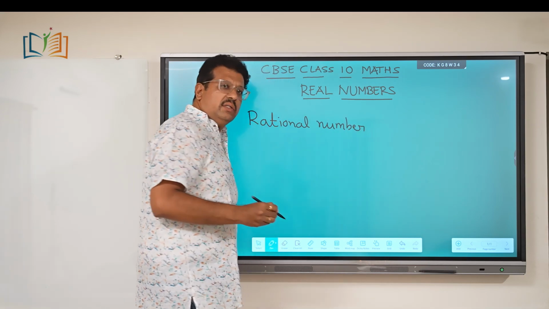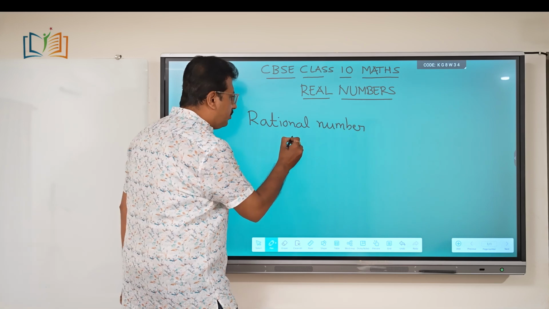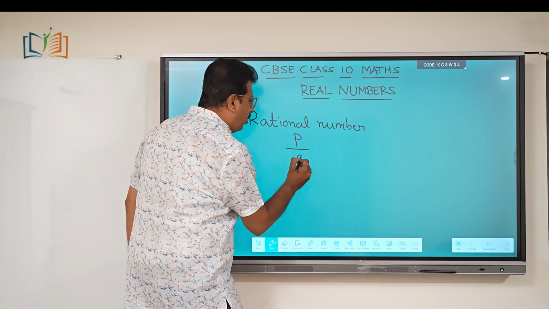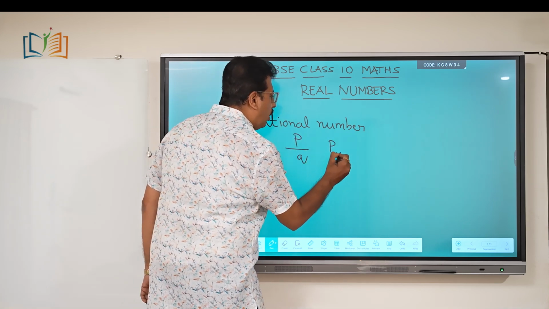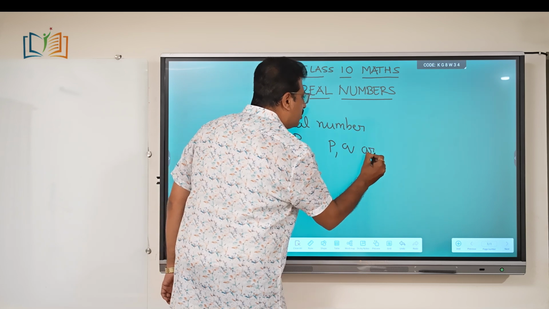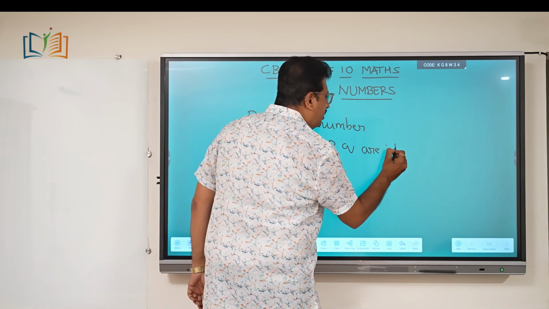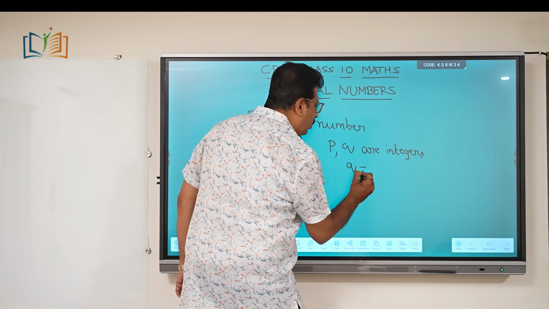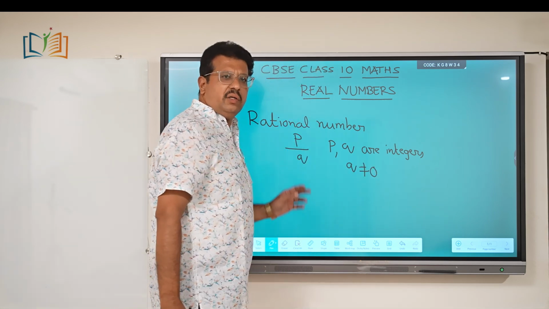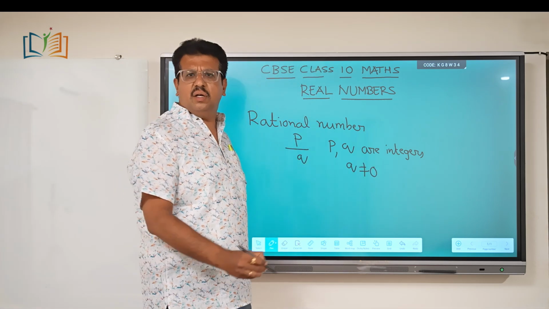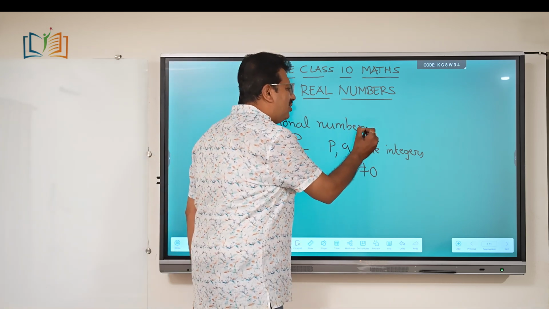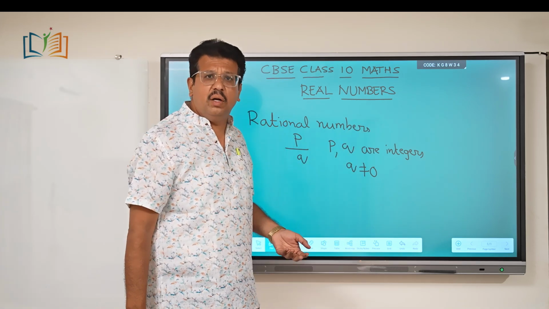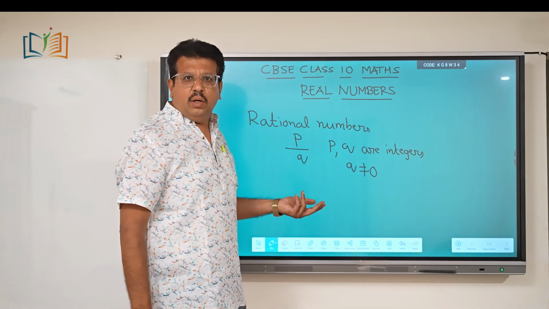A rational number is in the form of p by q, where p and q are integers, and q should not be equal to 0. So you call it a rational number. I think these are the things which you already learned. I just made you recall what you learned in your last year class.